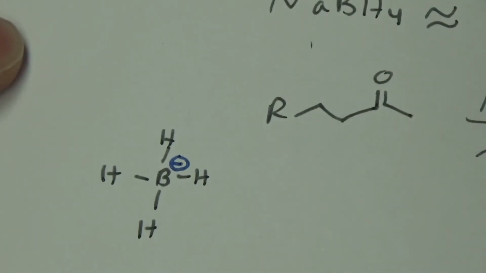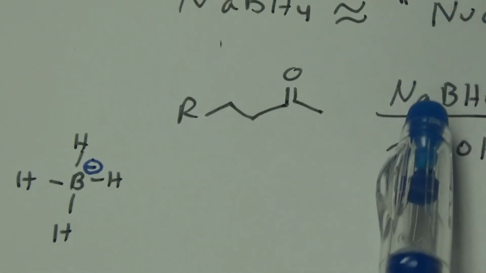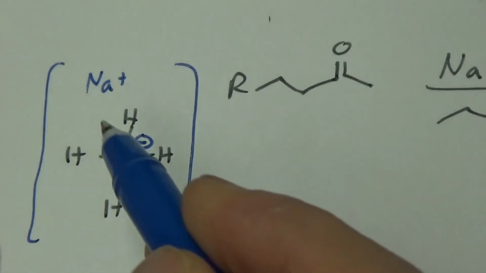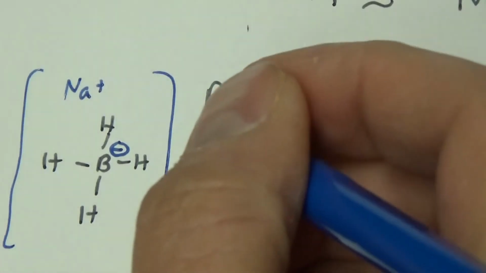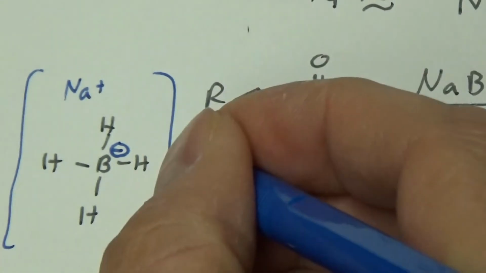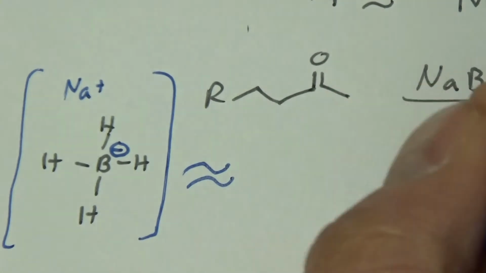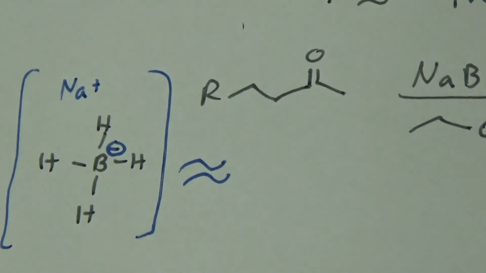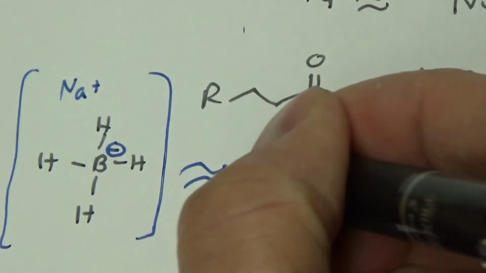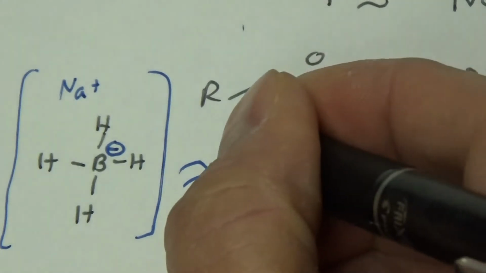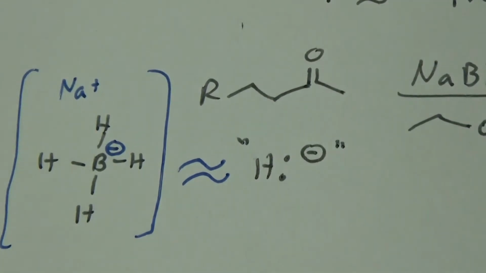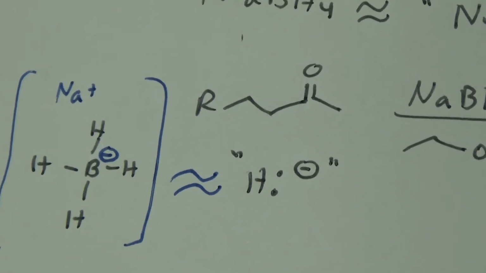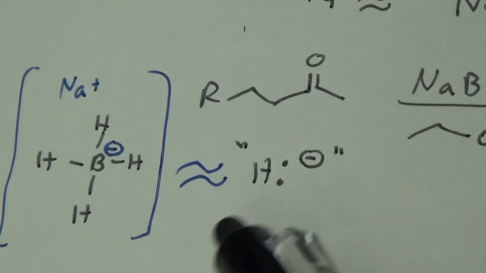And what's the counter ion? It's sodium, right? So we draw maybe a sodium up here. So that's what NaBH4 looks like: Na plus, BH4 minus. What I'm going to do is say that this is relatively equivalent to H with a lone pair and a minus charge, so it's relatively equivalent to hydride.